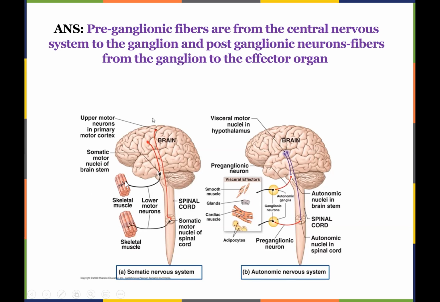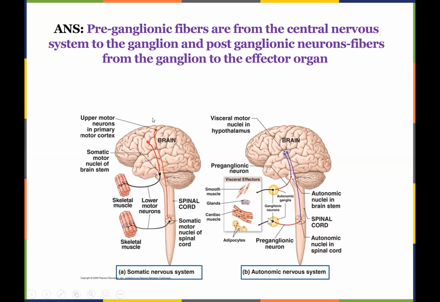Here you can see that there are only 2 neurons. It's a 2 neuron pathway in the efferent division. Whereas if you take the autonomic, there are 3 neurons. 1 neuron coming to the spinal cord, a 2nd neuron, and this is the ganglia. A ganglia is a group of cell bodies outside of the central nervous system. And then you have another neuron. So here there is only 1 neuron going to the target or the effector cell.